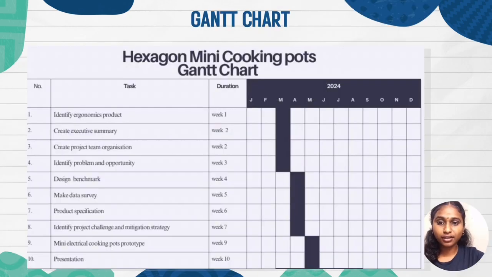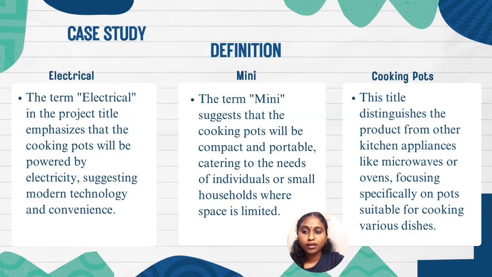This is a Gantt chart that we designed to prepare our report and prototype. We move to another part, which is the case study. Okay, the definition of our product name, mini electrical cooking pot. So we divided it into three parts.